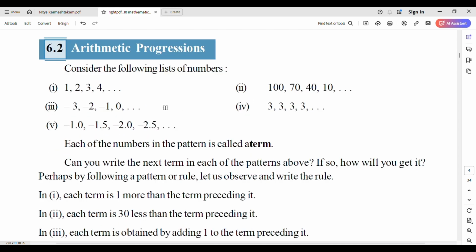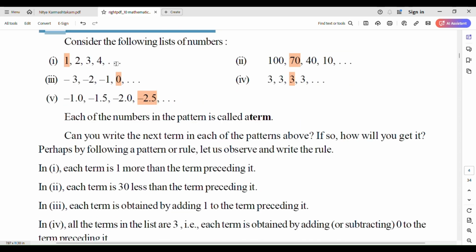Now let's see arithmetic progressions. Consider the following lists: 1, 2, 3, 4 and so on; 100, 70, 40, 10 and so on; -3, -2, -1, 0 and so on; 3, 3, 3, 3 and so on; then -1.0, -1.5, -2.0, -2.5 and so on. In these, each number is called a term: this is the first term, second term, third term, fourth term. Each one is called a term. Now let's learn the terminology for the arithmetic progression.